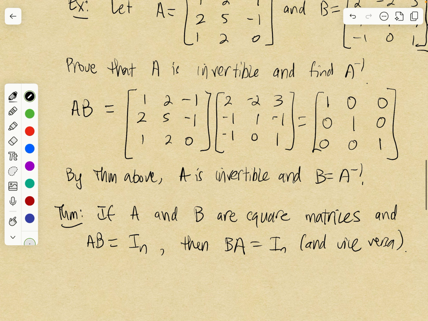And so what that means is, in this example, we have this matrix A and this matrix B. When you do AB, you get the identity matrix. And if you do B times A, it turns out, if you do the math and it's correct, you will also get the identity matrix. So you really only have to check one direction. That's really useful if you want to check if two matrices are inverses of each other. You just multiply them in one way, and if you get the identity matrix, then they're inverses of each other.